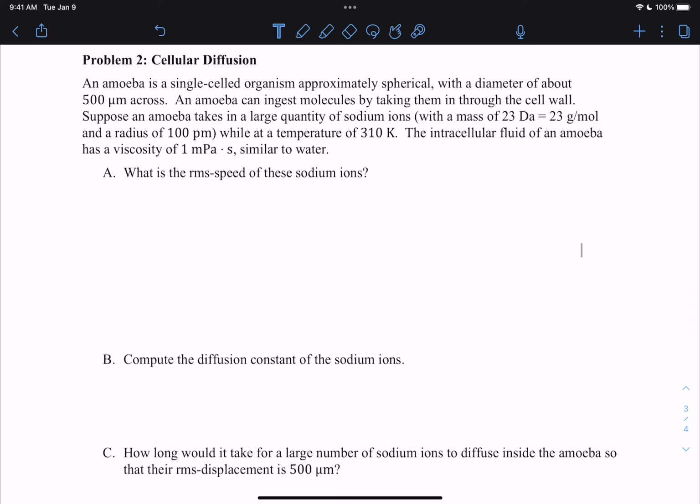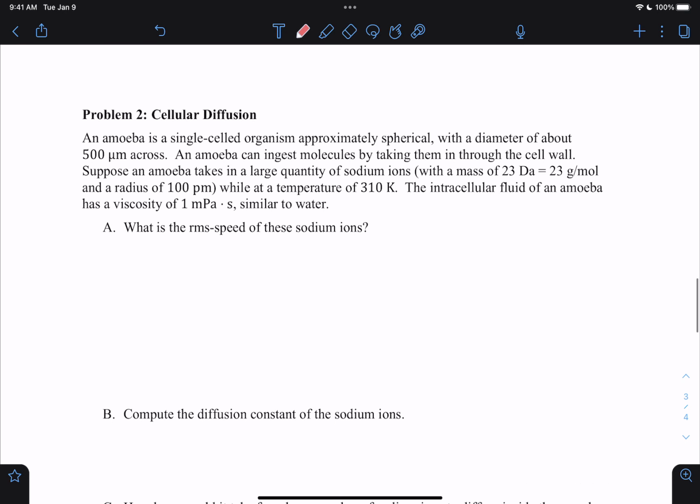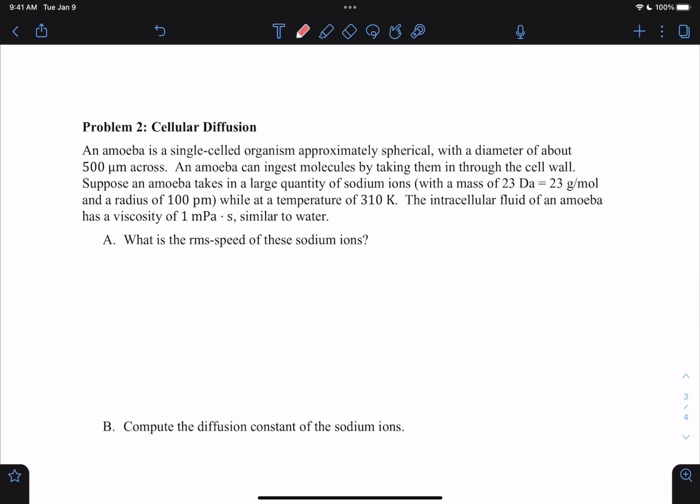Problem 2 now is where we get into some of this diffusion flux stuff. But for problem 2, it's cellular diffusion. An amoeba is a single-celled organism, approximately spherical, with a diameter of about 500 micrometers across. So diameter is 500 micrometers, right? And then radius would be 250.